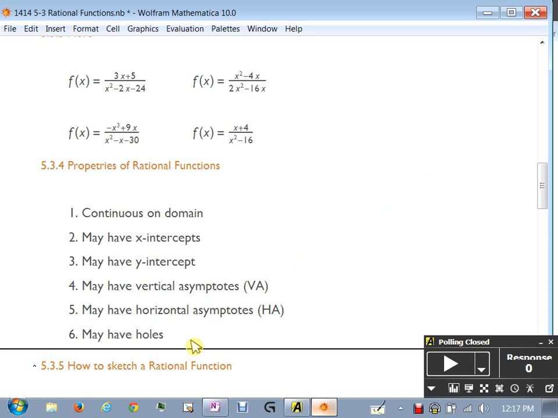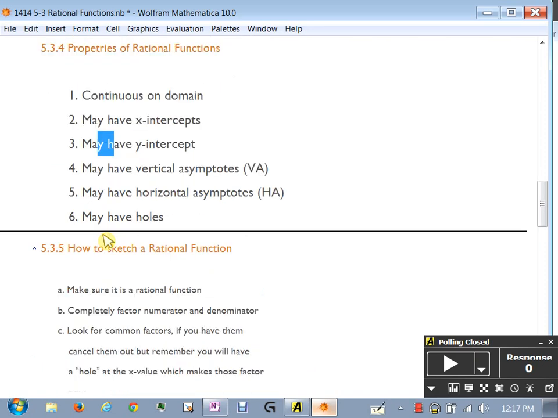And you may have holes. All of these say may have, may have, may have. You're not guaranteed any of these. So we have to figure out each one of those, don't we? Do we have them or not? Okay, so this can be pretty complicated. So we put together a nice set of steps to do it.